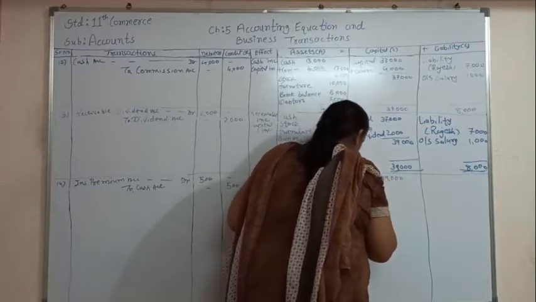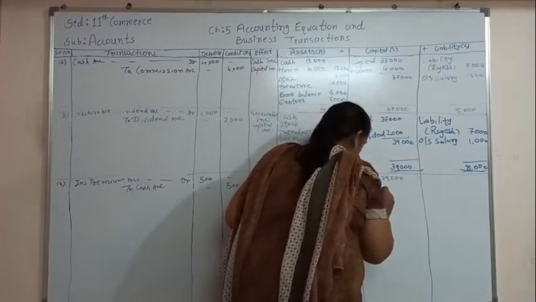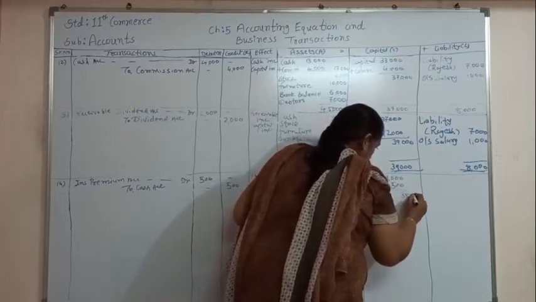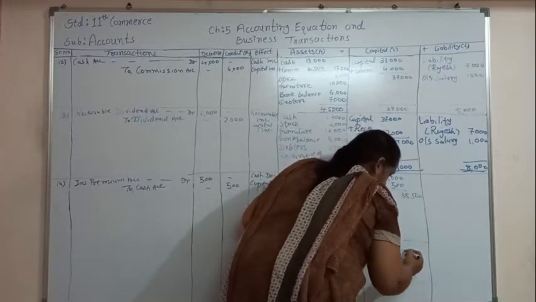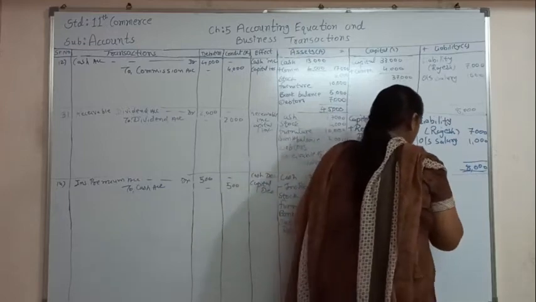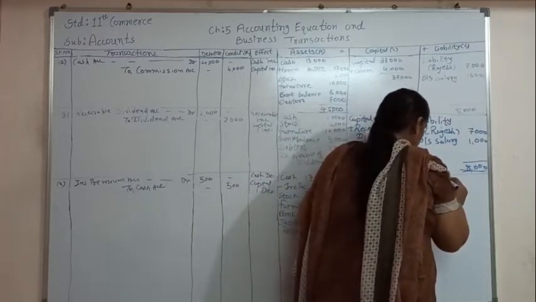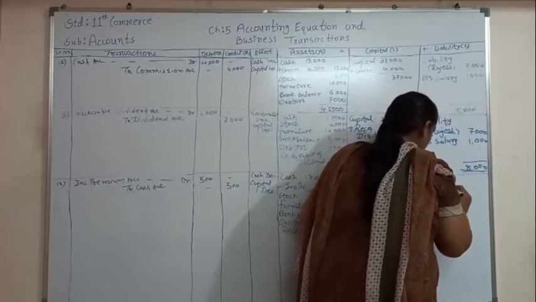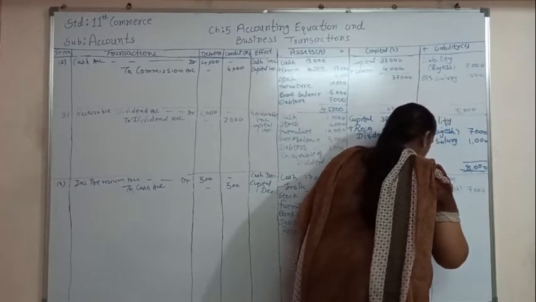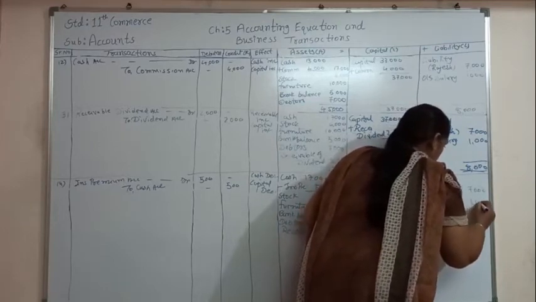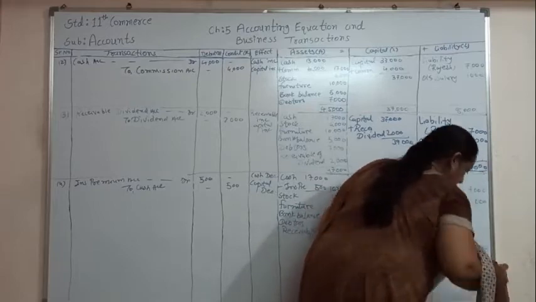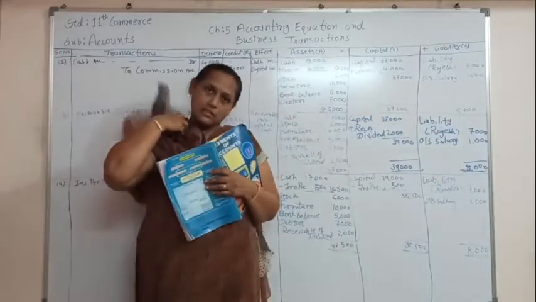Here capital will be 39,000 minus insurance premium of 500. So that will be 38,500. And liability of Rajesh will be 7,000. And outstanding salary will be 1,000. So total will be 8,000. So you may note down this in your notebook.